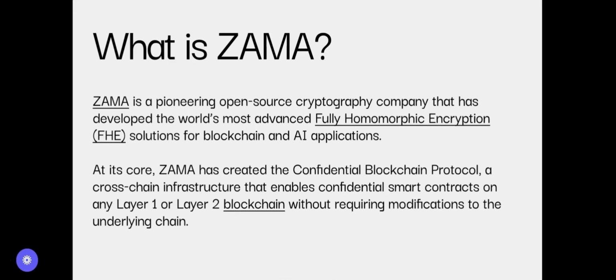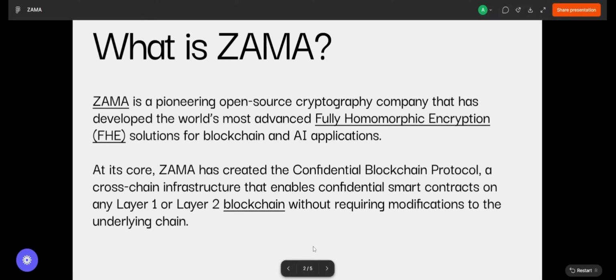Zama is a pioneering open-source cryptography company that has developed the world's most advanced fully homomorphic encryption (FHE) solutions for blockchain and AI applications. At its core, Zama has created the Confidential Blockchain Protocol, a cross-chain infrastructure that enables confidential smart contracts on any Layer 1 or Layer 2 blockchain without requiring modifications to the underlying chain.